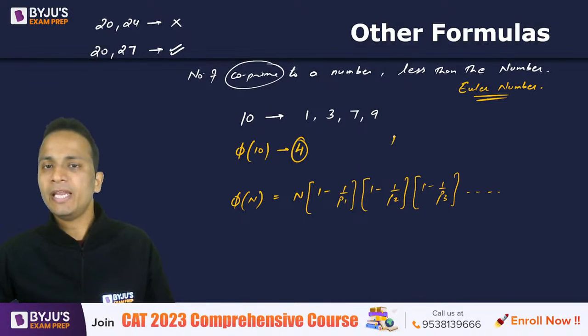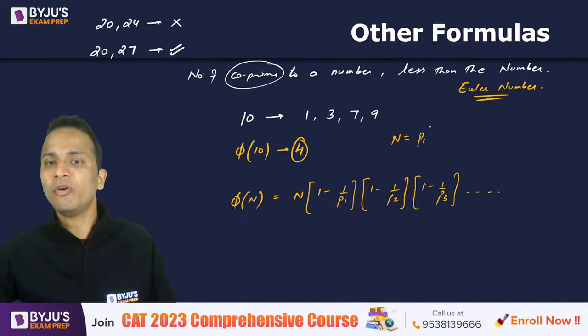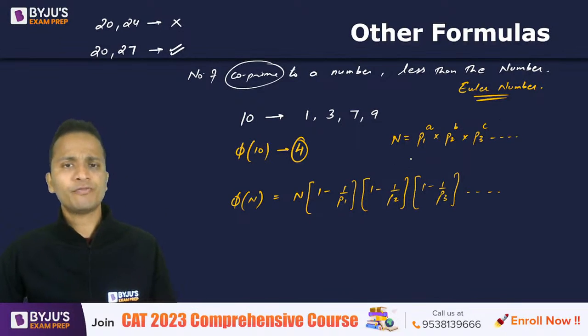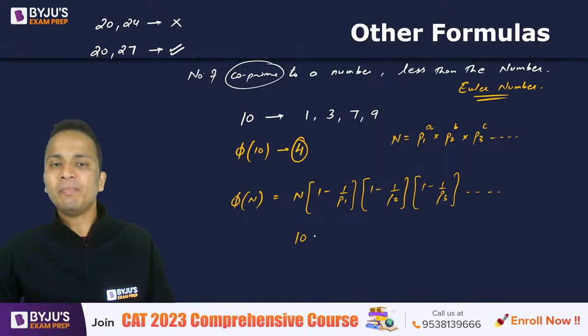Here n, when expressed in the form of prime factorization, is p1 raised to the power a multiplied by p2 raised to the power b multiplied by p3 raised to the power c and so on. So p1, p2, p3 are prime numbers. First of all, you will have to write the number in terms of prime factorization, and then you can apply this formula. Let us apply this formula for 10. 10 can be written as 2 raised to the power 1 multiplied by 5 raised to the power 1.